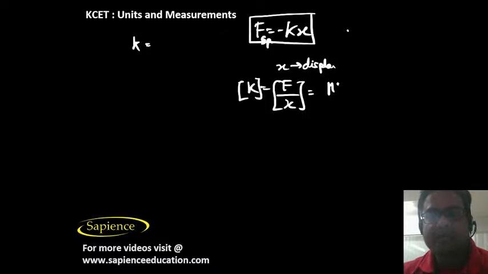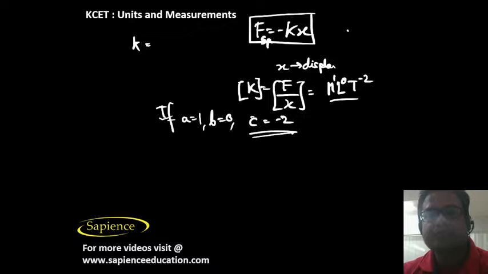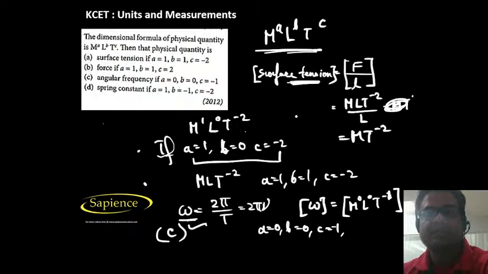That will be M^1, L^0, T^-2. So therefore I can say if A is 1, B is 0 and C is minus 2, only then can we say that the given physical quantity is a spring constant. But here it is not given that. So only option C is the correct answer.